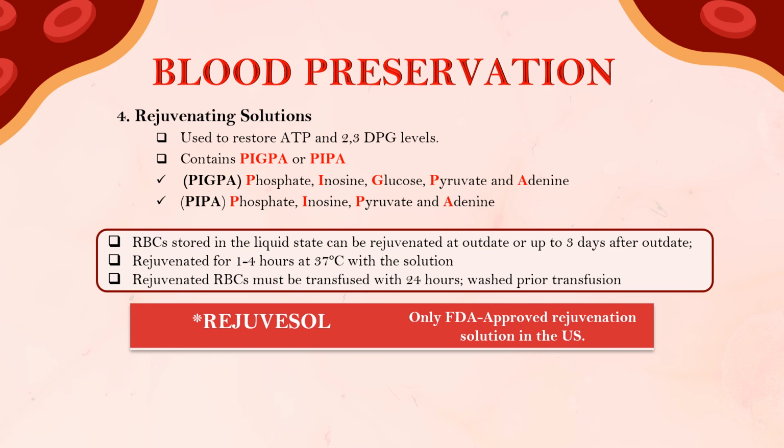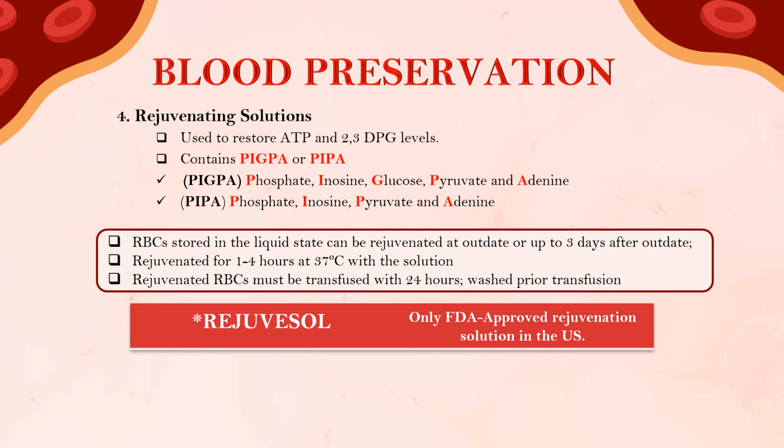Moving on with your rejuvenating solutions. Okay, class, not all of the blood banks actually perform rejuvenation. There are few blood banks that utilize this procedure. So if an RBC unit or units have been outdated or have expired up to 3 days from the outdate, we basically utilize Rejuvesol, which is the only FDA approved solution for this process.